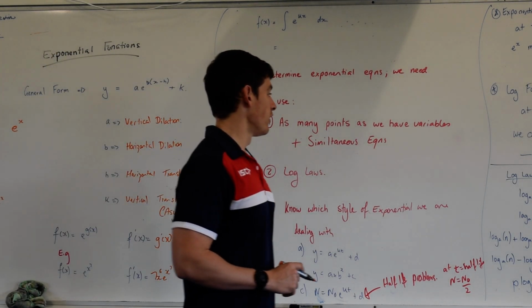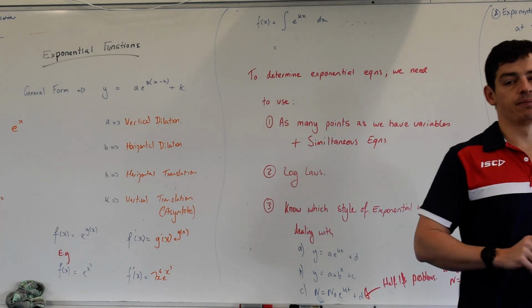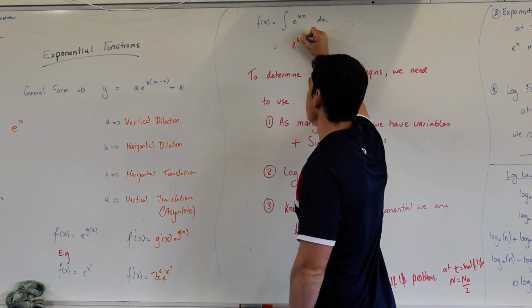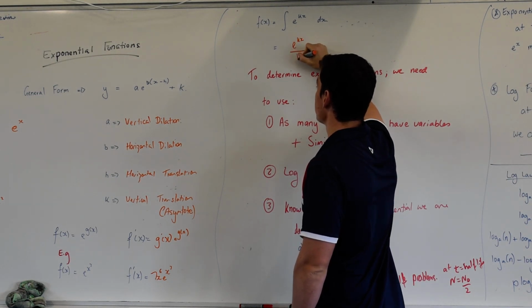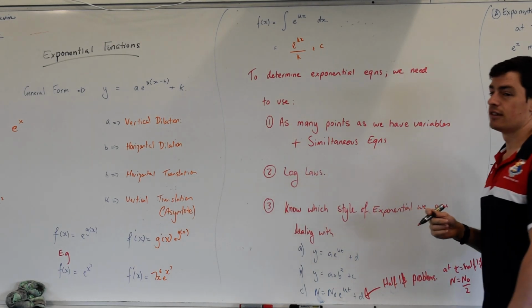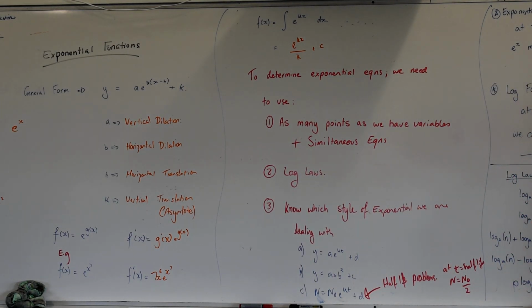Therefore, we identify here what e to the kx becomes if we're integrating it. e to the kx over k plus c. You forgot plus c into the plus c jar.